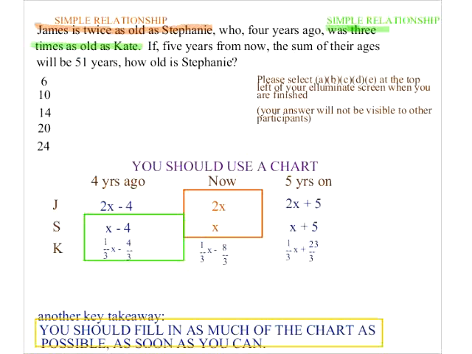5 years from now, the sum of their ages will be 51 years. So you add these up, and you make 51 years. So 2x plus 5 plus x plus 5 plus 1/3 x plus 23/3 equals 51. Okay, finally, people, what should be the first step of solving this equation?